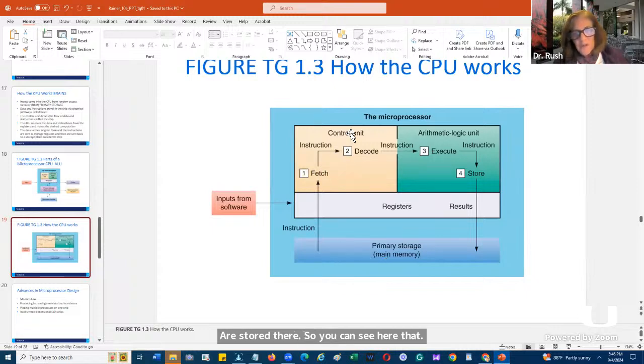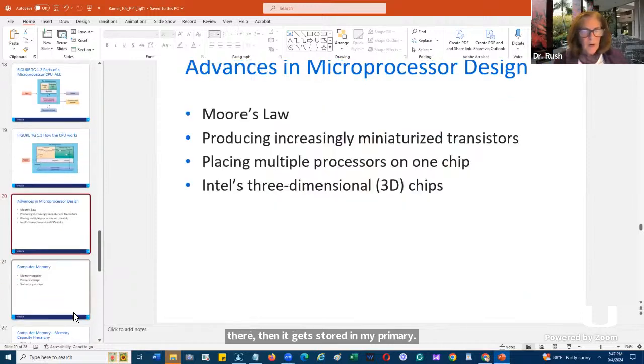It goes to the control unit. Those are my instructions. The instructions of what the program is supposed to do go into my arithmetic logic. What is greater? If I have to do some forecasting, it gets done there. Then it gets stored in my primary memory, and then I'll save it later in my work.